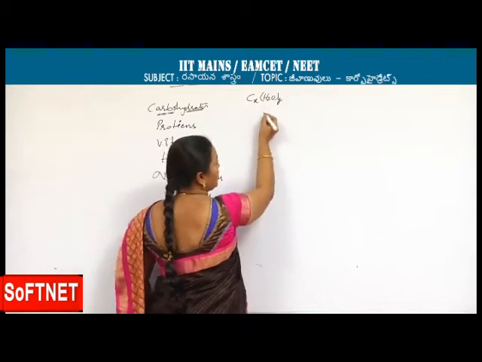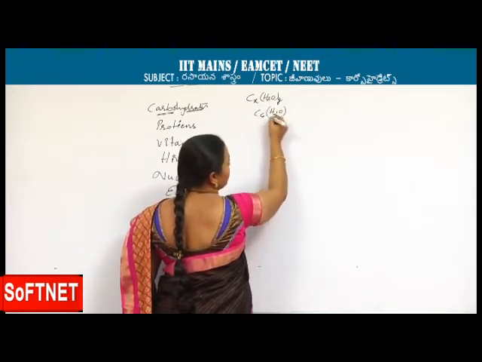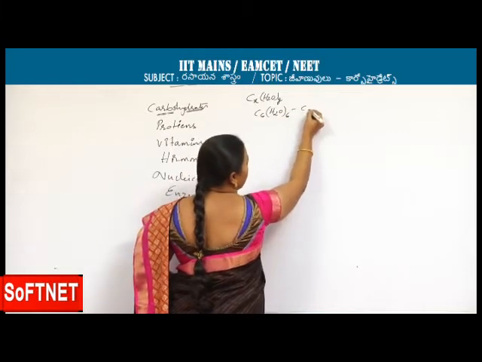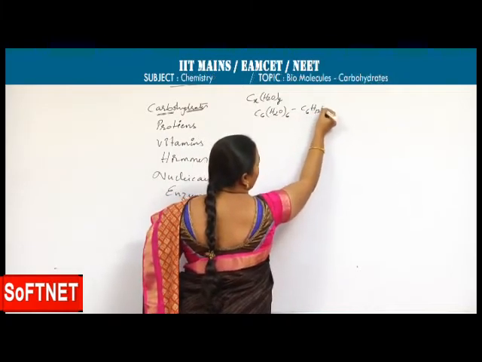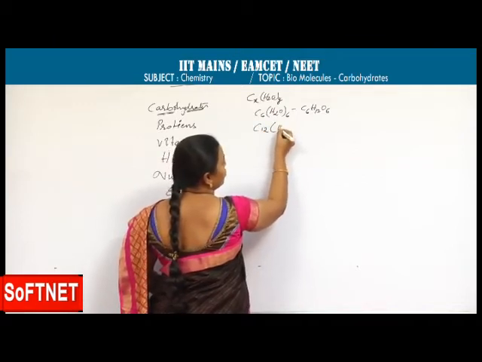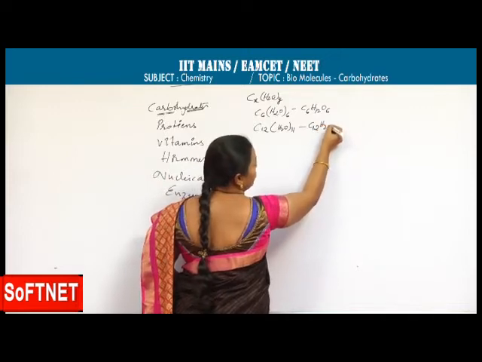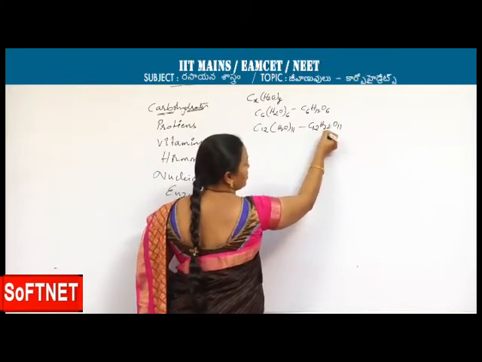Examples of carbohydrates, first I will write here: C6(H2O)6, that means C6H12O6, and C12(H2O)11, that means C12H22O11. These are glucose and sucrose.